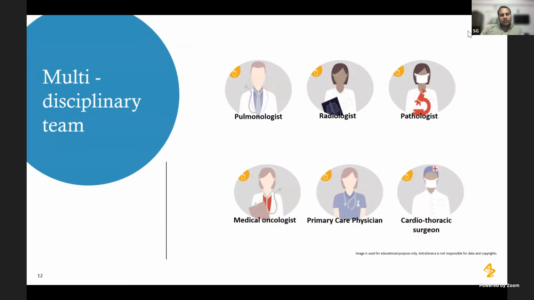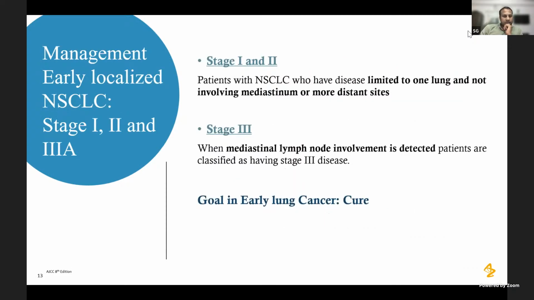So multidisciplinary team involvement and discussion is very important in providing efficient treatment for the patient as well as for better outcomes. This should include a pulmonologist, a radiologist, a pathologist, ideally a dedicated pulmonary radiologist, then a medical oncologist, a primary care physician, as well as a cardiothoracic surgeon.